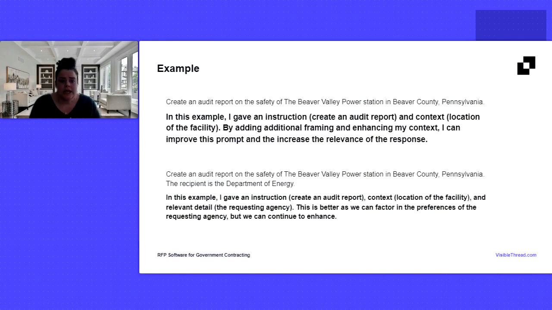Here's an example. I've used this example in a webinar previously, so I apologize, but it is a very easy sequential example if you've seen this one before. So that basic structure in practice. The example prompt is: create an audit report on the safety of the Beaver Valley Power Station in Beaver County, Pennsylvania. This is a nuclear power station. In this example, I gave instructions: create an audit report. The context there is the location and the name of the facility. And then I can enhance my context, which we'll do in the next several prompts.